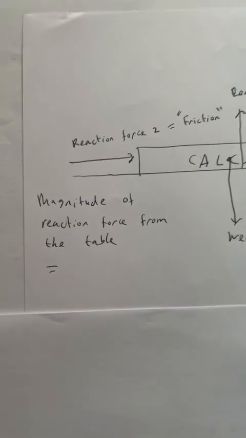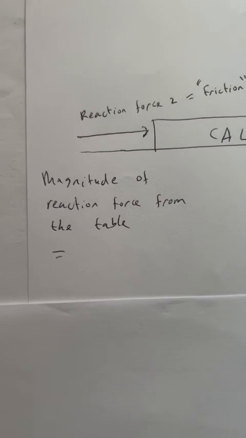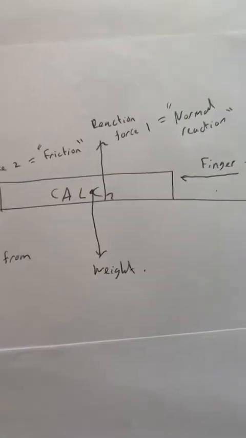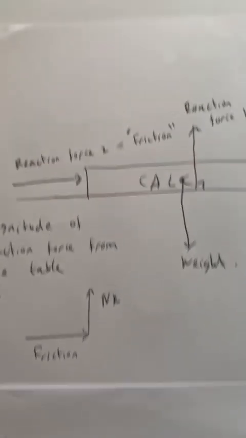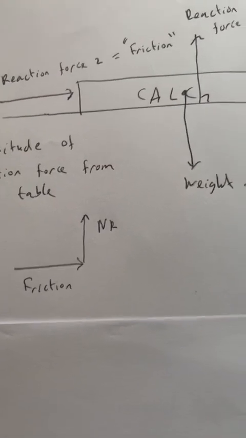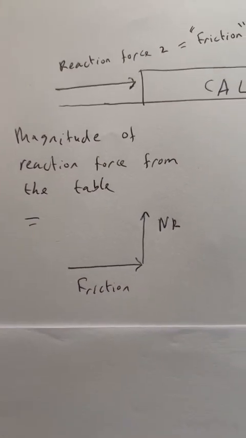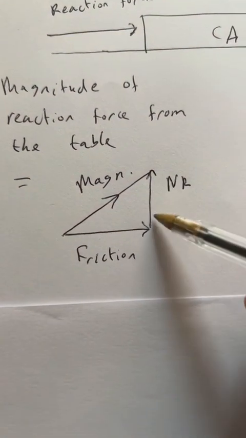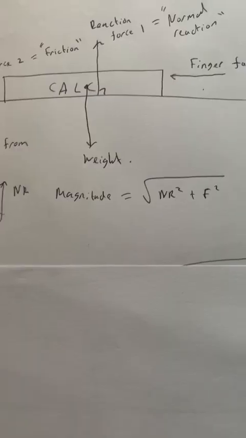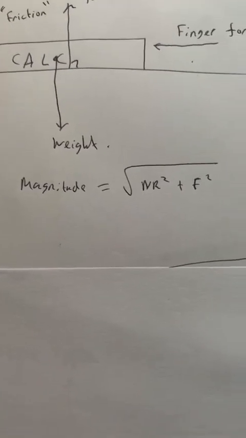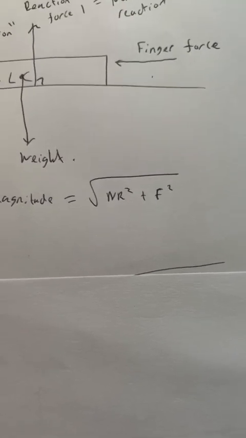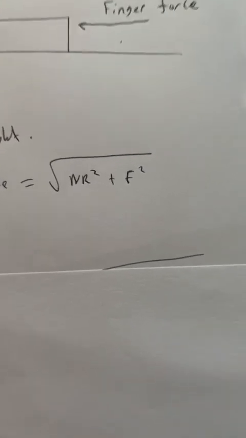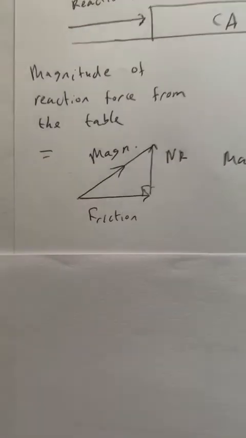So what if we wanted to calculate the reaction force from the table, the actual magnitude of this reaction force involving both of these forces? Well, we have the friction going to the right. We have the normal reaction force, this NR force, normal reaction going upwards, right? So the magnitude of this reaction force is going to be the size of this force here. So in other words, using Pythagoras. In this case, the magnitude of the reaction force from the table onto the calculator is the normal force squared plus the friction squared and then square rooted, obviously just using Pythagoras.